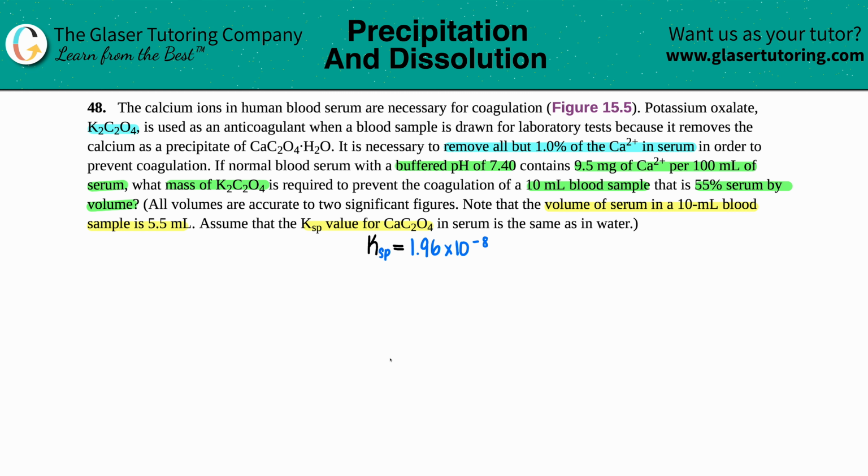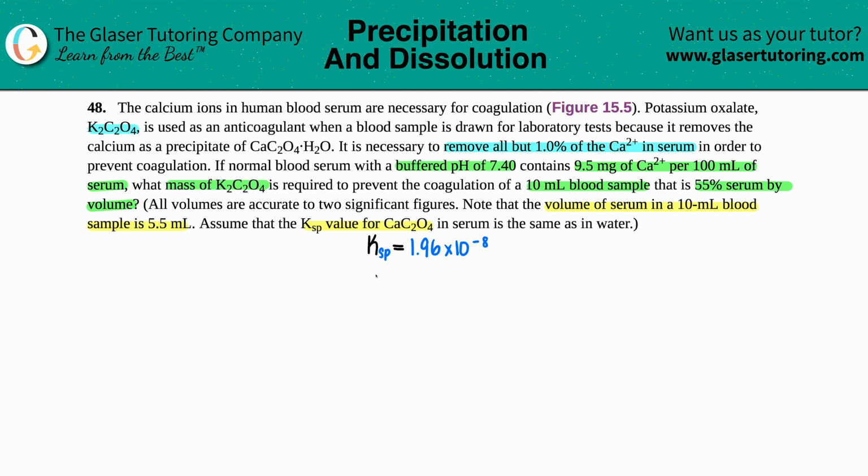Okay, so I went to the back of the textbook to find out what that Ksp value is that we're probably going to have to use somewhere along the way. And Ksp for that calcium oxalate, CaC2O4, is 1.96 times 10 to the negative 8. But now, where do we start? I have no idea. No, I'm just kidding. Let's see. We want to find out what the mass of the K2C2O4 is, right? That's the question. That's always going to be in the back of our head. But we have to use this Ksp value.